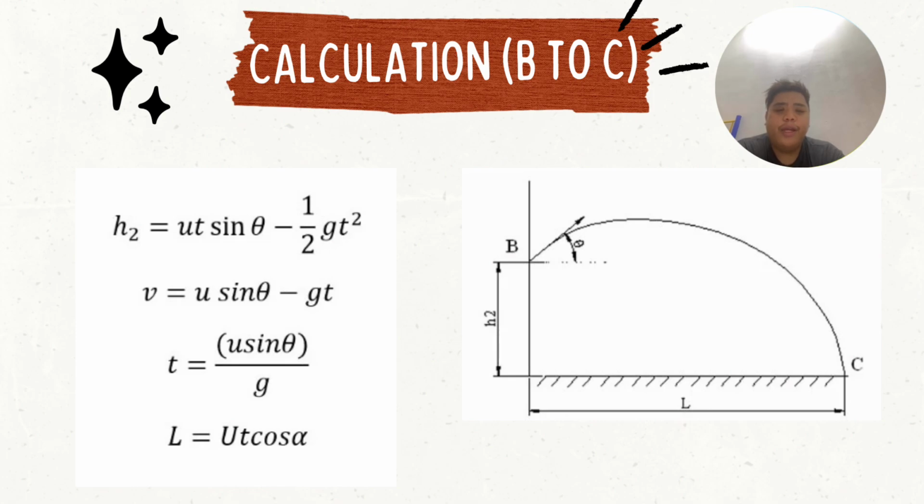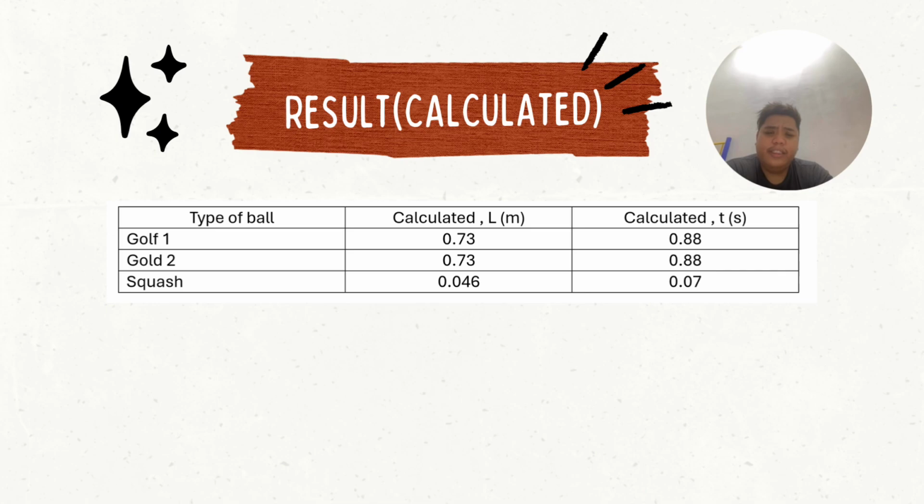Now we have time, we calculate the horizontal distance L equal to u t cos theta. So using the velocity from point B and the angle, we will get how far the ball lands from the ramp. In conclusion, from A to B, the ball rolled at constant speed, and from B to C, it behaved like a projectile until it hit the ground. This is the calculated result for the experiment.